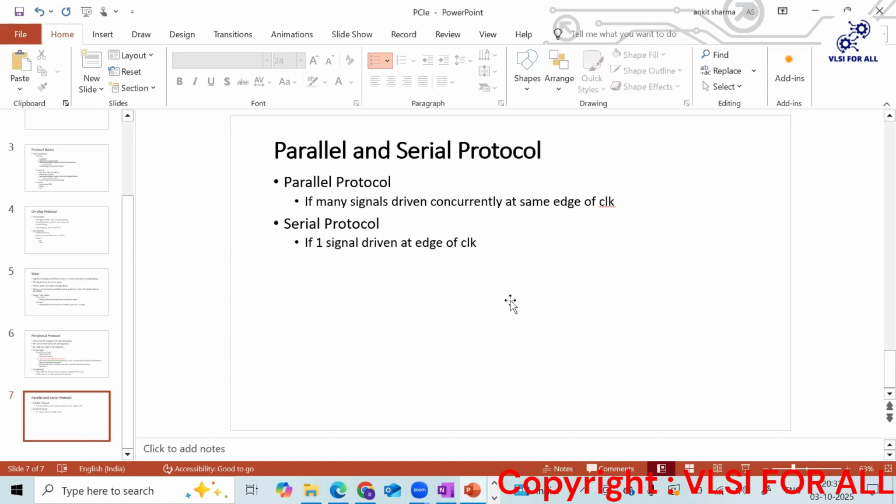That was my intention. If you are catching TX1, TX2, TX3, RX1, RX2, RX3, don't consider them as a parallel protocol or parallel communication. There are multiple serial communications happening. So that was my intention. Clear, sir?